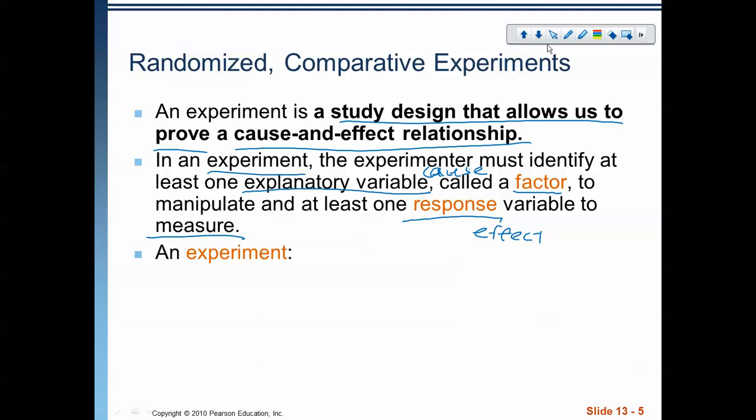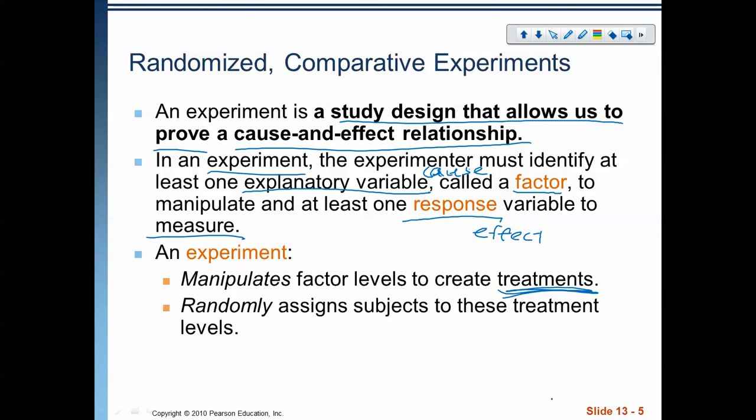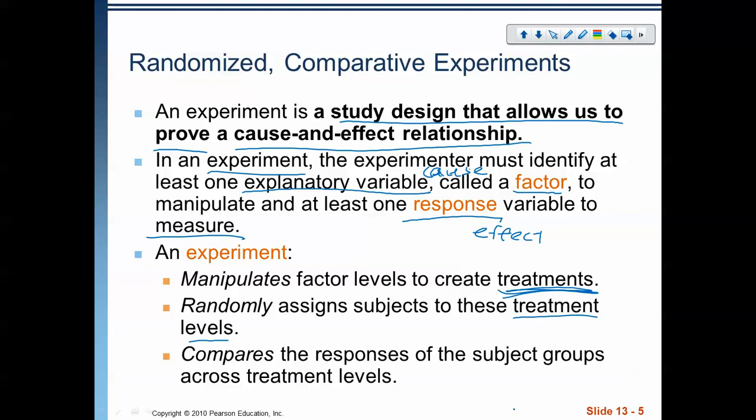An experiment manipulates factors or factor levels to create these things called treatments. It randomly assigns subjects to these treatment levels, and it compares the responses of the subject groups across treatment levels. So we're manipulating the factors, and we'll talk about what it means to be a factor level, but we're manipulating factors. We are randomly assigning subjects to these treatments, and then we are comparing the differences in the group.